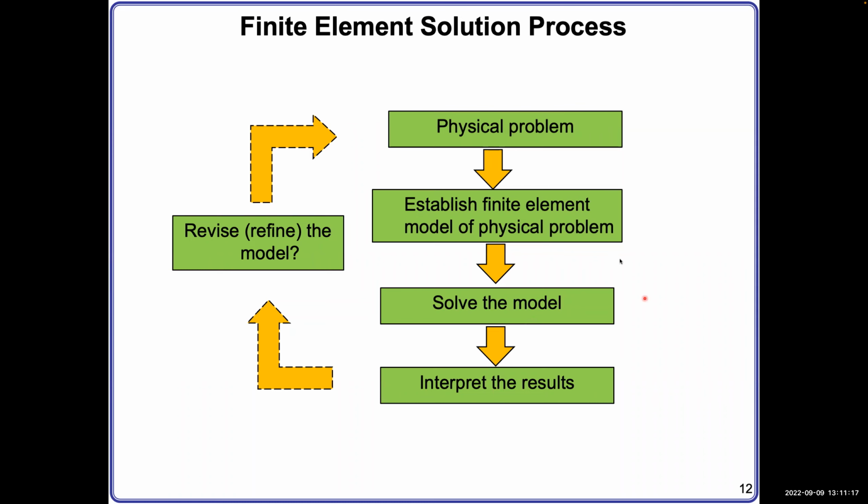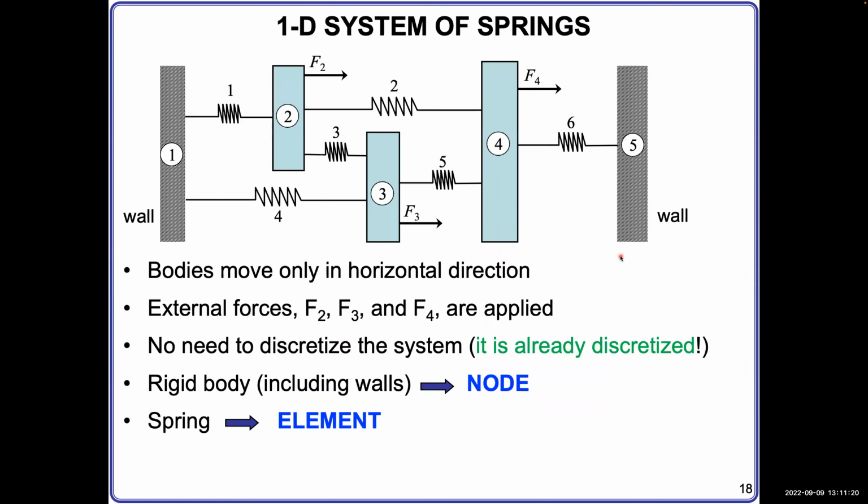Excellent, good. Okay, direct method. Here we show a 1D system of springs. We have the walls here. Walls means these two are infinitely rigid. You cannot move them, so you will have zero displacement on the wall. On any point here, there will be no displacement, no translation at all.